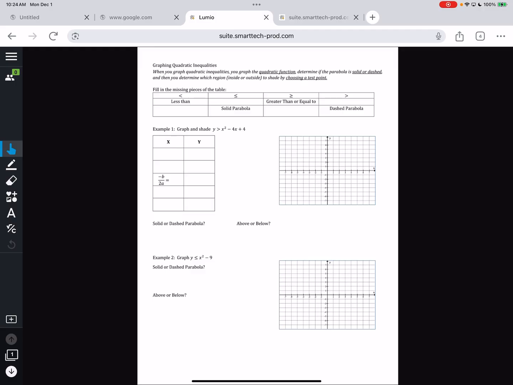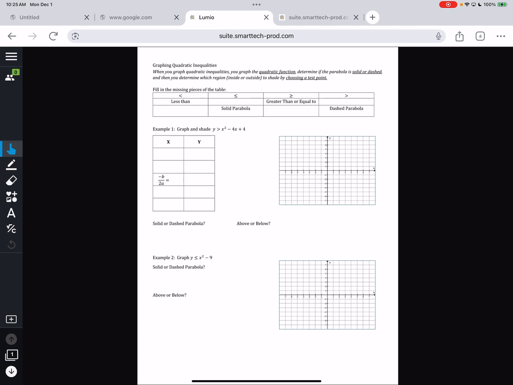So if it is y is greater than or equal to, or less than or equal to, your parabola is going to look just like it's always looked. But if it is y is less than or greater than, you'll still have the same looking parabola. It will just be dotted. So this lesson today is extremely easy as long as you understand parabolas.